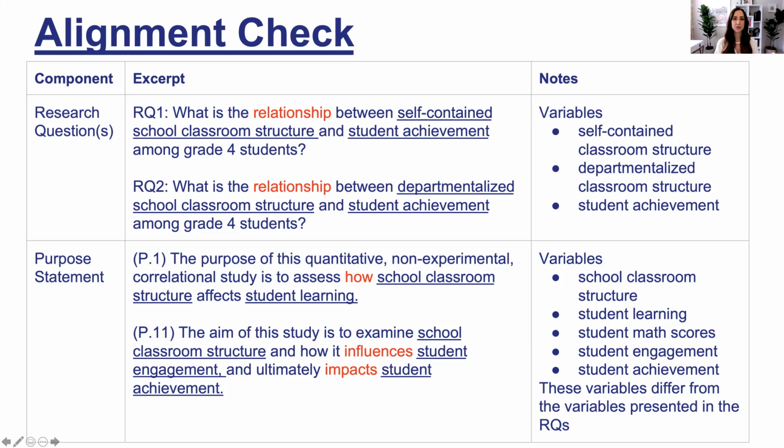Usually the word impact or influence are connected to a cause and effect relationship, which would be an experimental design, whereas the word relationship is a non-experimental design. And so that's why those terms are very important. They need to align with your research design, and they need to be the same across the research questions and the purpose statement. For example, I could have also said correlation here instead of relationship.